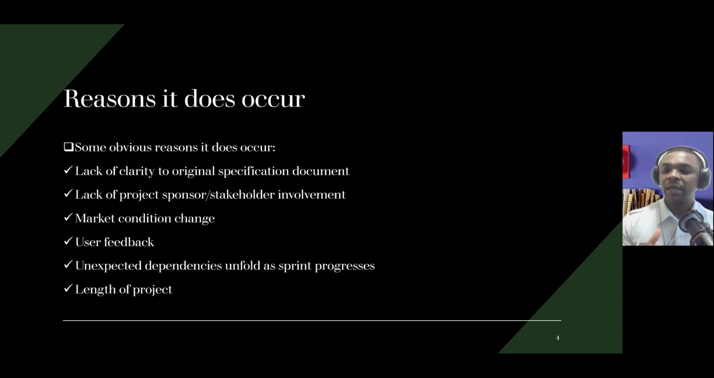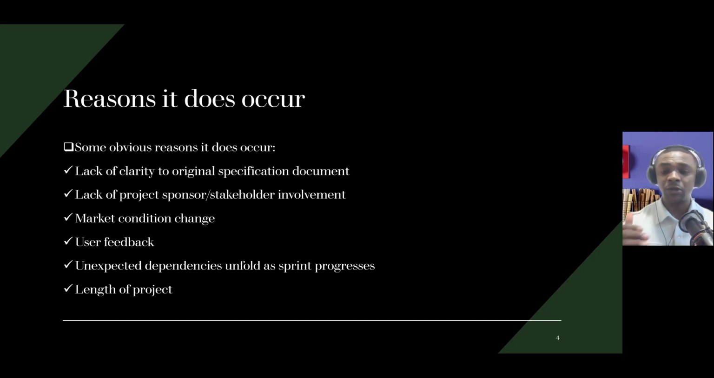User feedback. As the team continues to ship potentially shippable increments, or as the team releases, they also capture feedback. And as that feedback comes, the team finds it a prerogative to key in that feedback moving forward. So because of this kind of factor, it could also influence the extent to which scope creep could happen in a project.